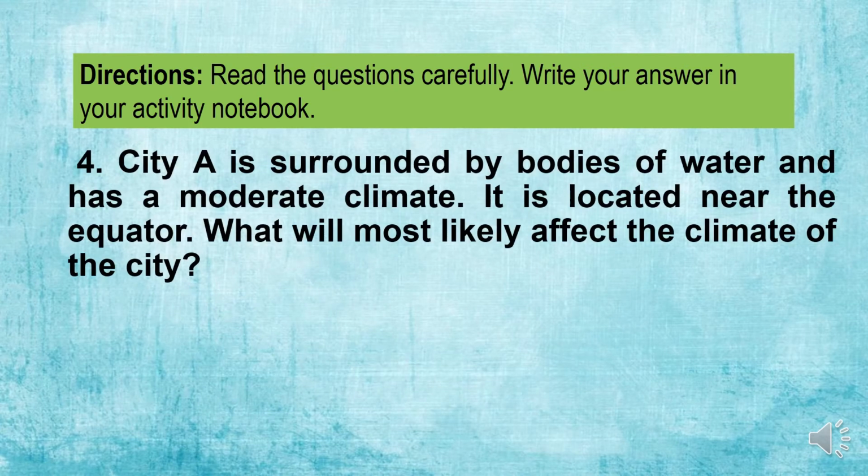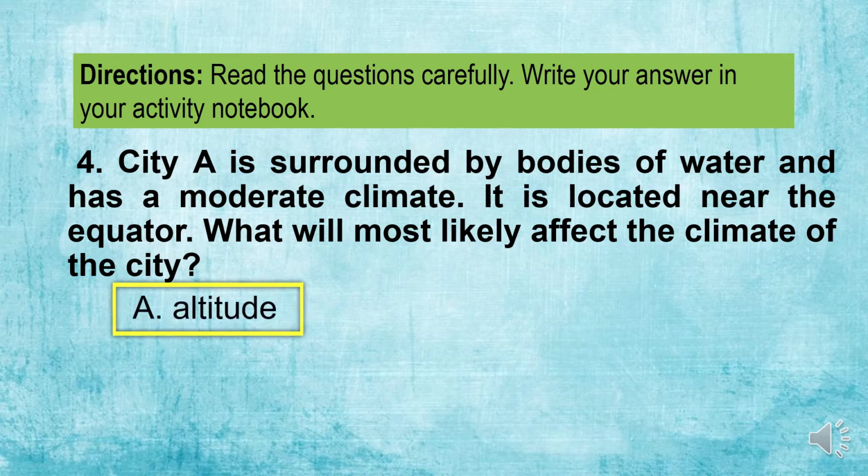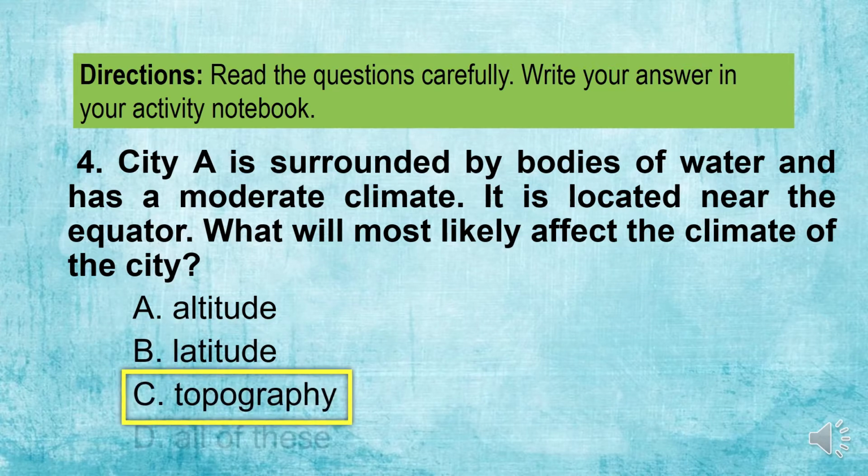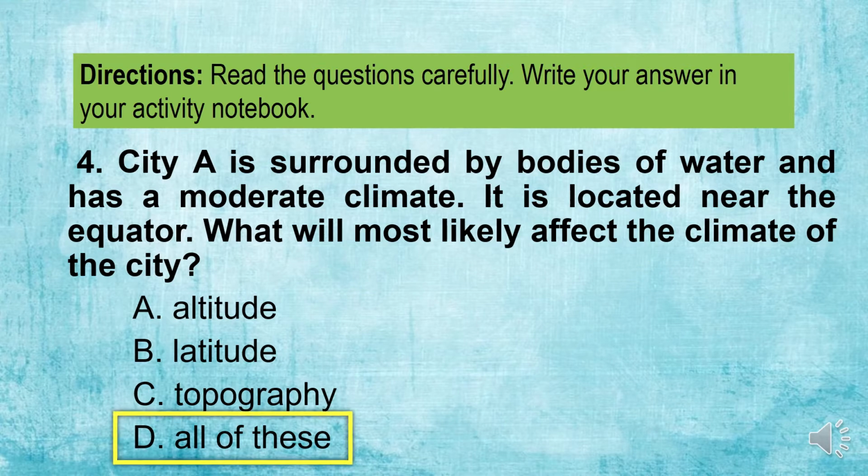4. City A is surrounded by bodies of water and has a moderate climate. It is located near the equator. What will most likely affect the climate of the city? A. Altitude. B. Latitude. C. Topography. D. All of these.